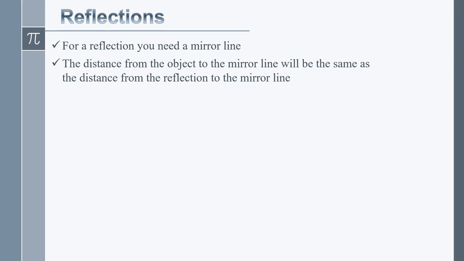And the key thing to remember with reflections is you've just got to make sure that your object is the same distance from the mirror line as your reflection is. So let's just have a look at what I mean by that. So there we've got my original shape, which is my object. Here's my mirror line. Here's my image, and the blue arrows tell me that, okay, that's the same distance from there to there as it is from there to there.